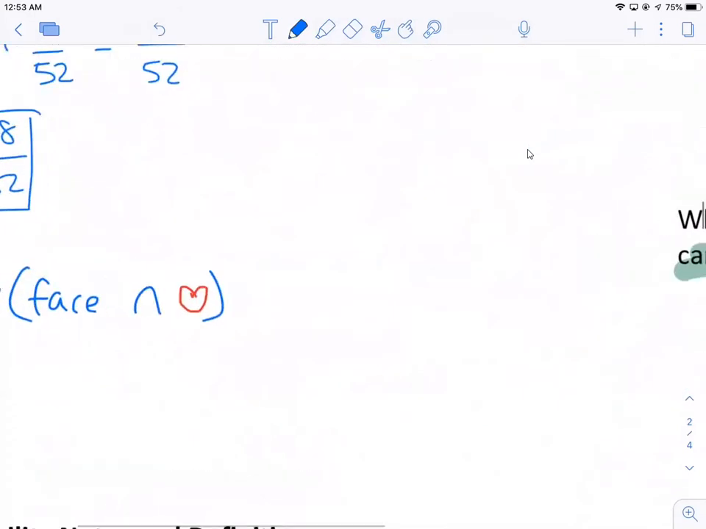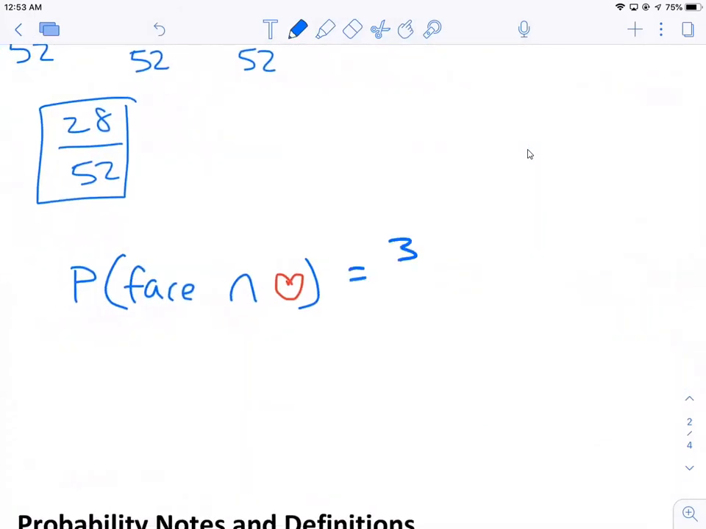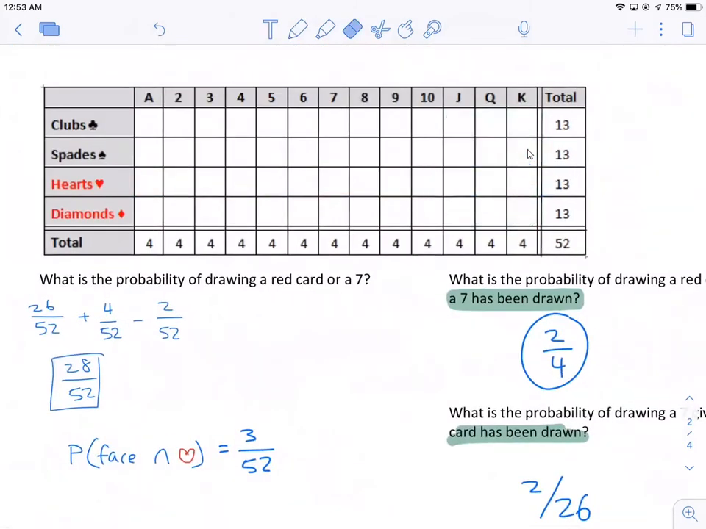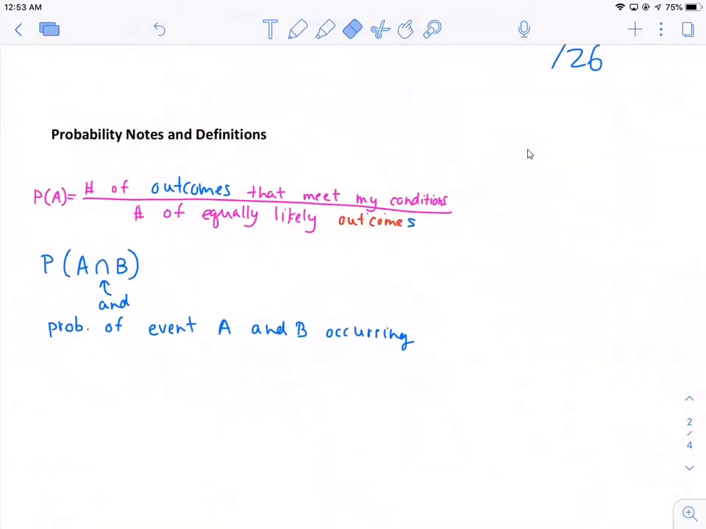There is no condition here. I'm not saying given I got a face card or given that it was a heart. That's just what's the probability of drawing a face card that has hearts on it, or the probability of drawing a face card that is also of hearts, if that makes sense. So that's 3 out of 52. All right, so that's an and probability.